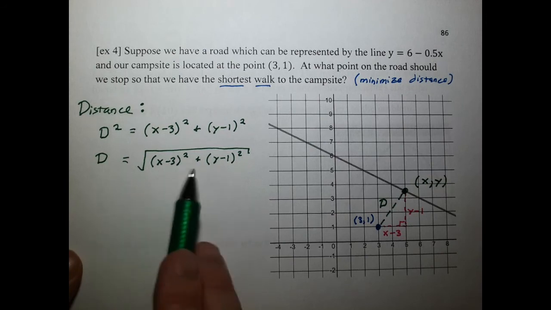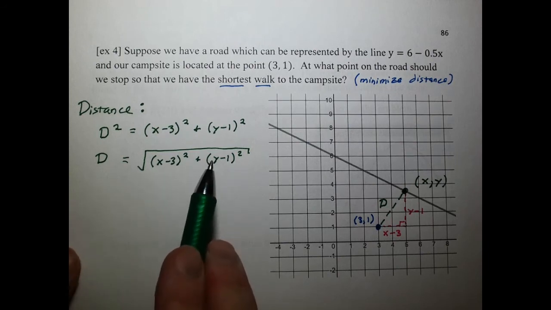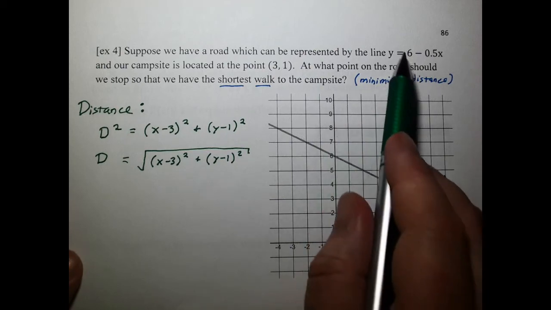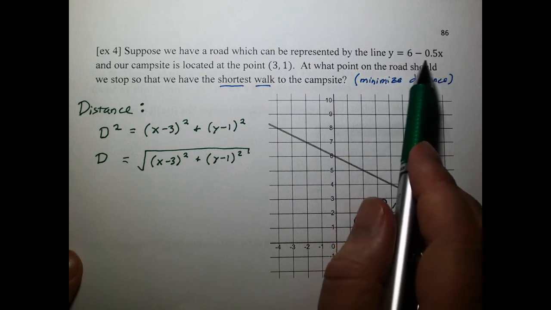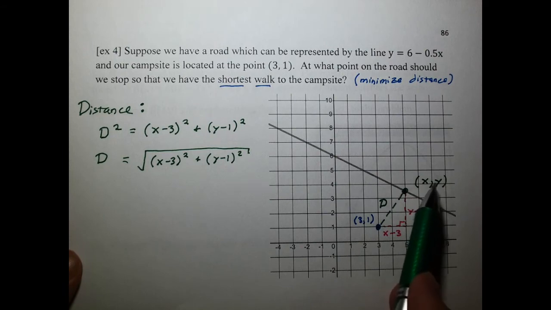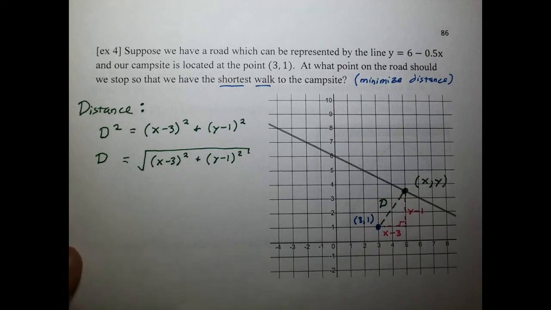And one problem that we have is we've got two variables in the distance formula. We've got x and y. And we haven't taken a derivative with multiple variables in the formula before. However, the y we're dealing with is talking about a point on the road. And this is the equation of that road, so it's the equation that links x's and y's together. So the y variable is actually equal to 6 minus 0.5x.